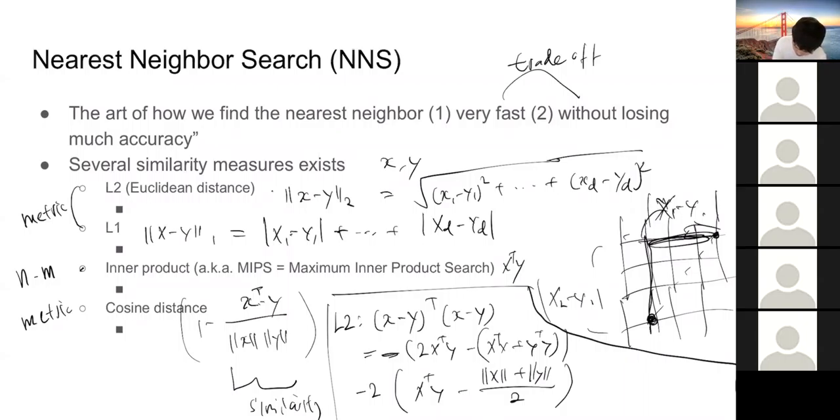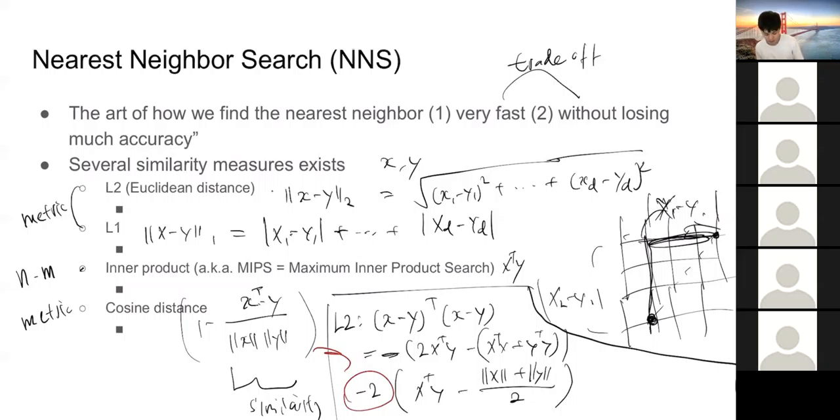Because this coefficient is useless, you don't have to worry about it. The coefficient 2 is not really super important. What's really important is that when you're trying to find the argmax of this, the coefficient at the front is irrelevant. So the only difference between inner product and L2 distance is whether you have this offset after you compute the inner product.